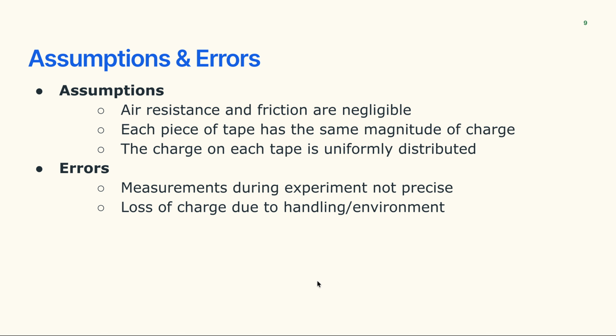So here are some assumptions and errors that were made. A few of the assumptions were that air resistance and friction are negligible, each piece of tape has the same magnitude of charge, and that the charge on each tape is uniformly distributed. Some of the errors that could have been made were that measurements during the experiment were not precise, like we didn't properly measure the distance between the two tapes when we started to notice movement, and loss of charge due to handling and or the environment.